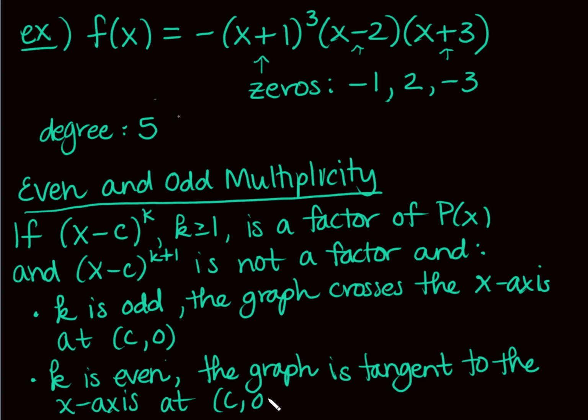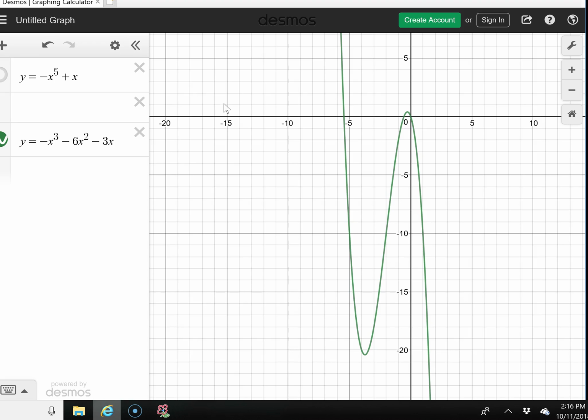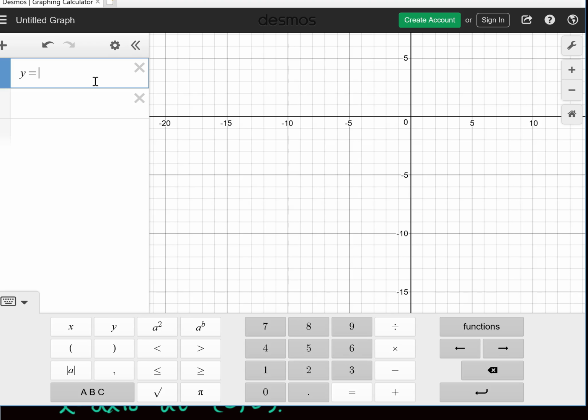Okay, at c equals 0. Okay, so let's look at some examples. I'm going to put my computer up here so this is easier to do. And let's go back to this guy here. So let's get rid of that, and I want to do the one we just did.